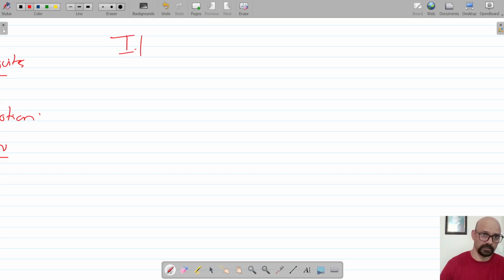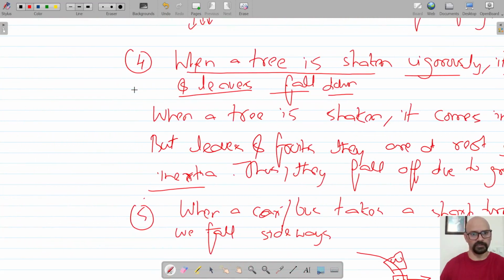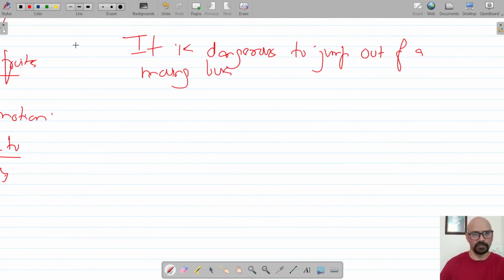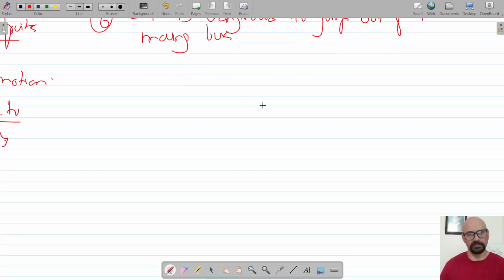Why? It is dangerous to jump out of a moving bus. And what is the reason for this? So let's see, these are some uses of inertia, or the applications of inertia. So why is it dangerous?